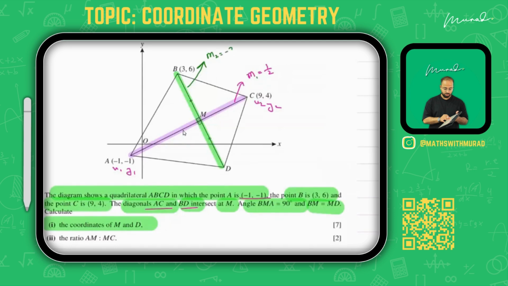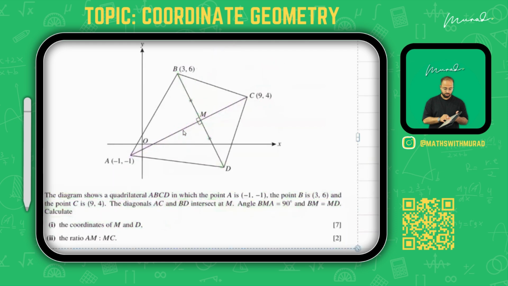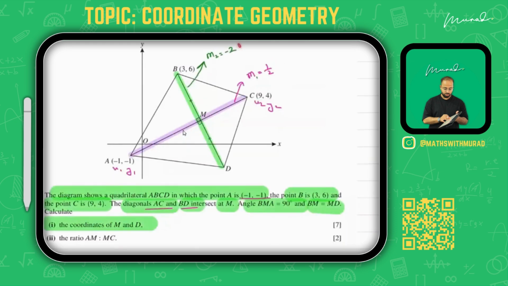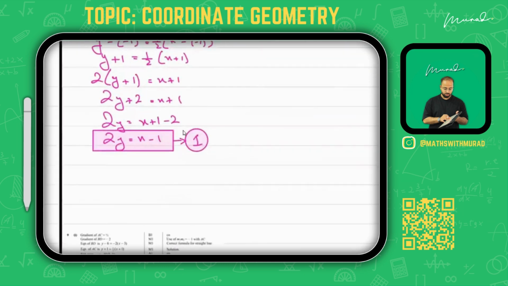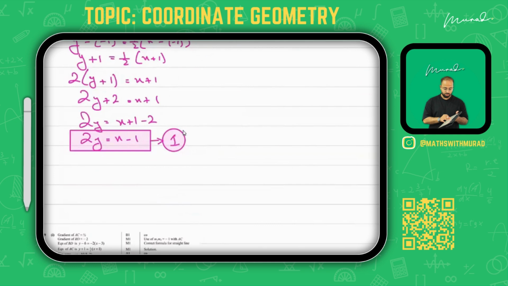Because we have already studied that whenever two lines are perpendicular to each other, the relationship between the gradients is, if this is 1 upon 2, just take the reciprocal, which is 2, and multiply it with a negative sign. So I know the gradient, I know the coordinates 3, 6, and I'll be moving towards the working for this with another color.